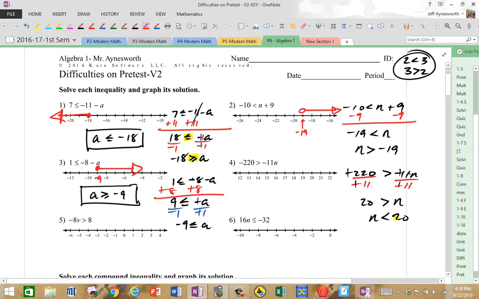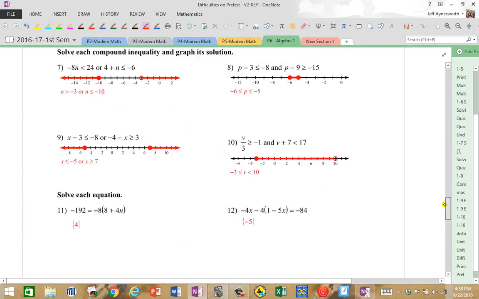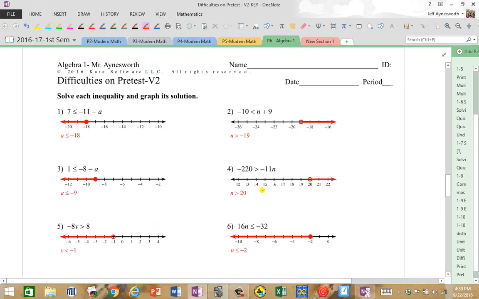So 20 is not a solution. We want all numbers less than 20. So we're going to express all these answers here. Again, 20 is a reference point. Just checking the solutions. They're right here. There we go. Whoa, what happened here?